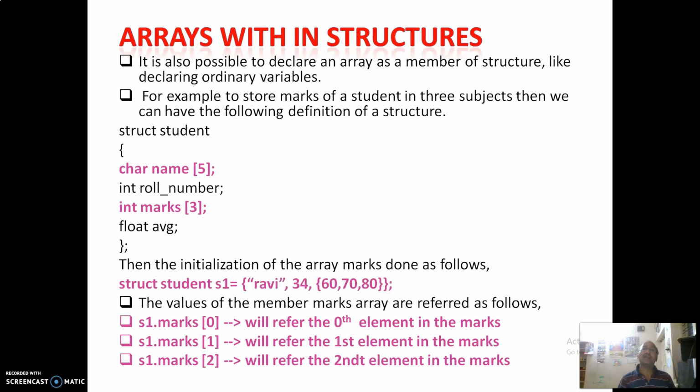Next one, arrays within structures. That means it is also possible to declare an array as a member of a structure, like declaring ordinary variables. For example, to store marks of the student in 3 subjects, we can have the following definition of the structure: struct student { char name[5]; int roll_number; int marks[3]; }. When you observe, name and marks are arrays.